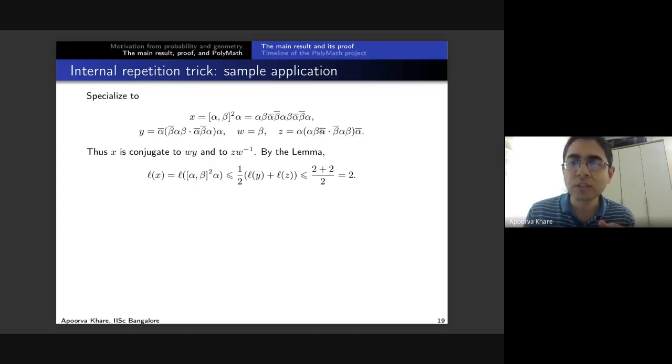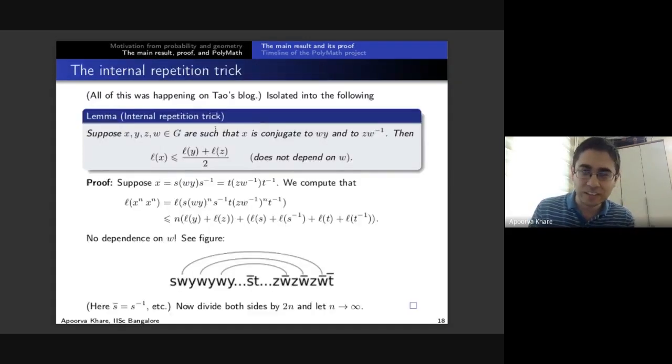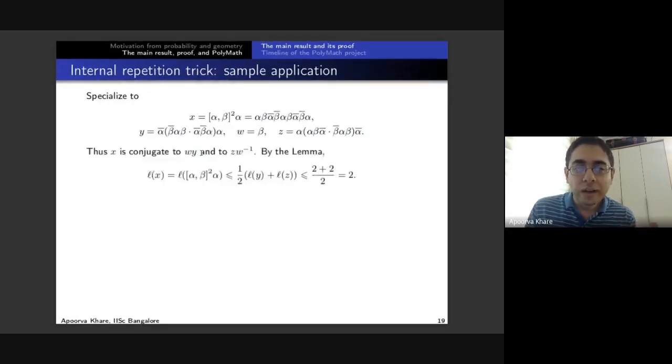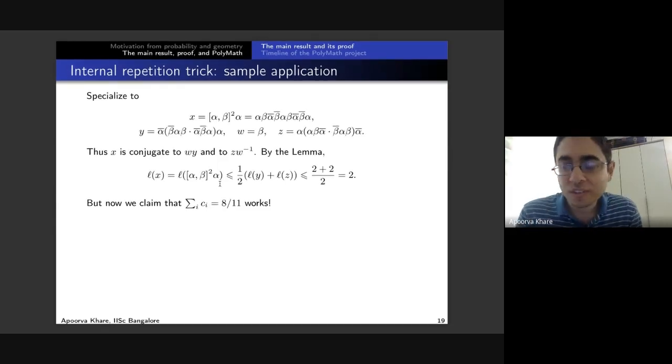It's a product of these two things, so the length is less than the length of this plus the length of this. Each of those is a conjugate. So you see how I keep using these nested conjugations. And this is completely crazy. You can't think of this in general. But this was thought of by somebody on the blog after Tao stated this lemma and proved it. And so you see that the length of x is less than 2 plus 2 over 2. But now I claim that 8 over 11 works. So I'm just showing you one application, in two or three steps, of this internal repetition trick from the previous slide.